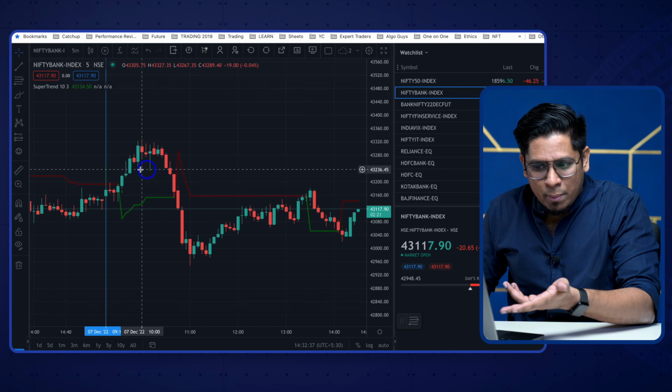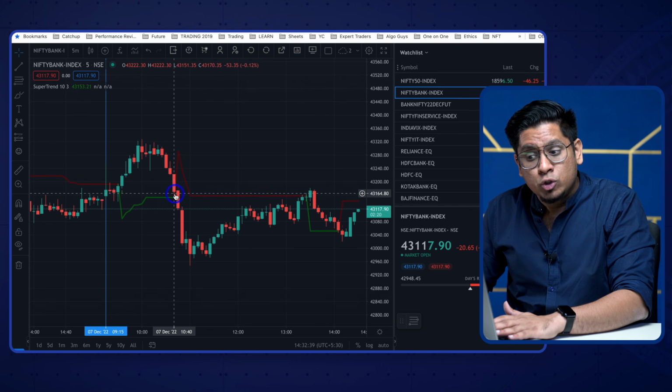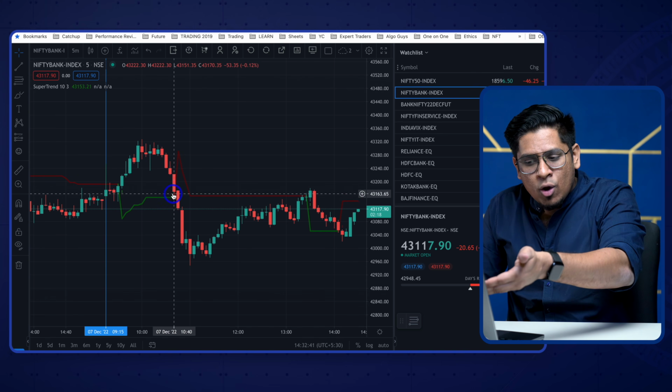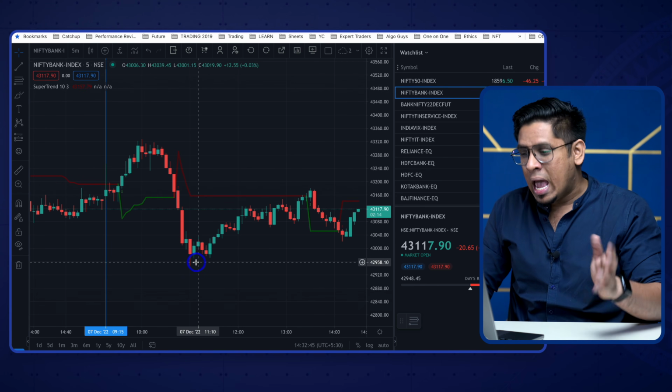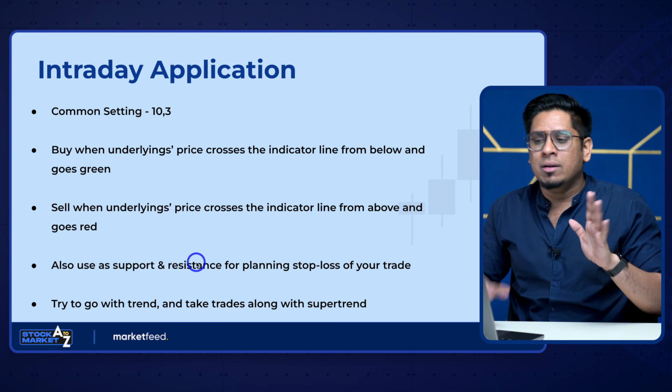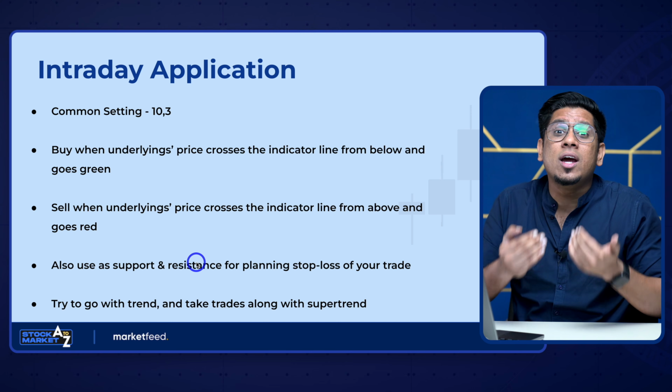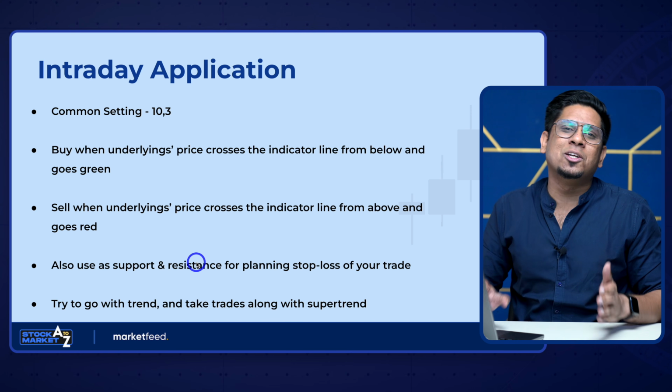See, Bank Nifty was above the super trend, then it came down, super trend was broken, and see what a good fall happened after that. I hope you're understanding this. But let us go back into the presentation where we can understand the intraday application of Supertrend as a technical indicator.